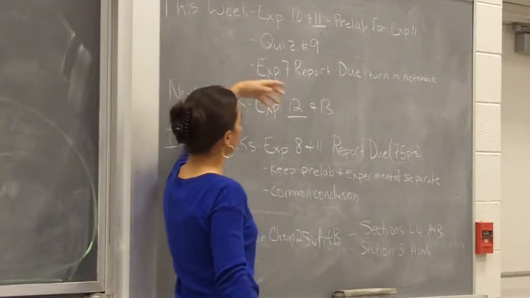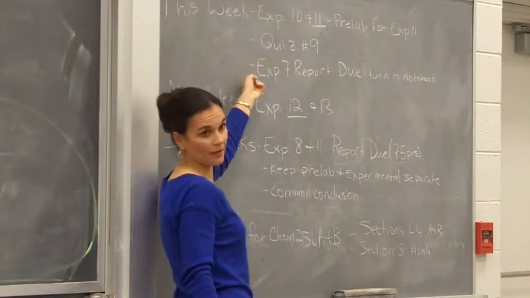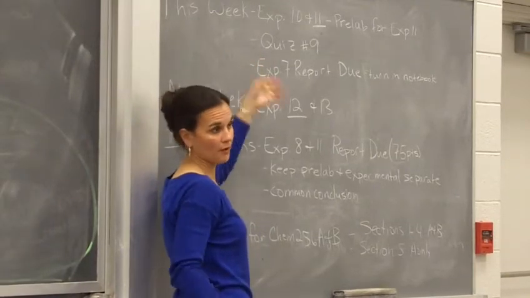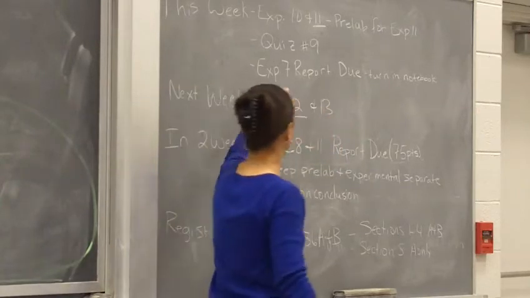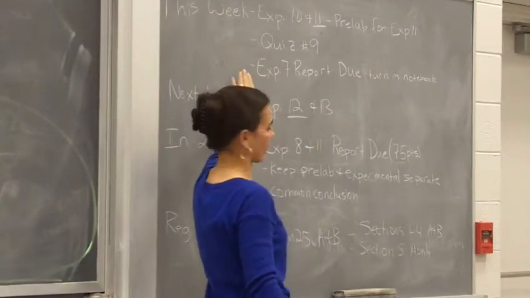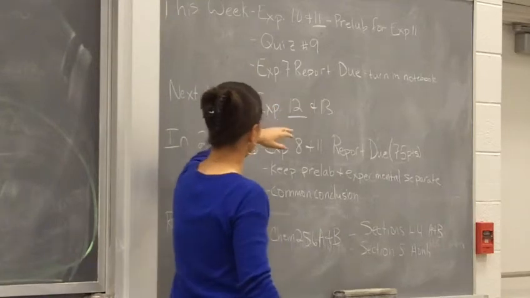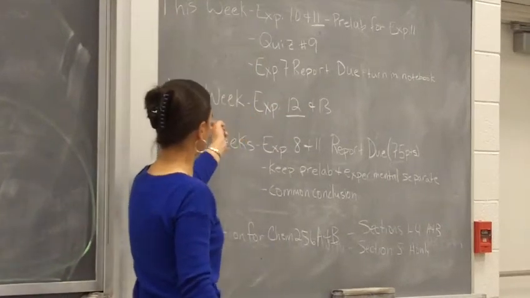We'll have a quiz. Your experiment 7 report is due, and that is in your notebook. So you're handing the whole notebook over with the conclusion. Remember, that guy's 75 points, so do a good job writing up that experiment.